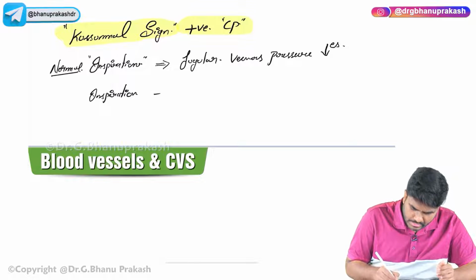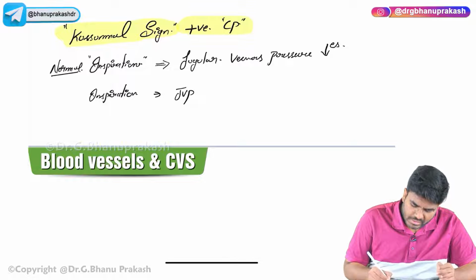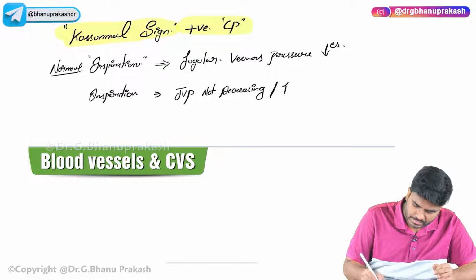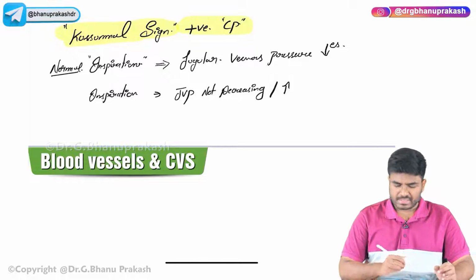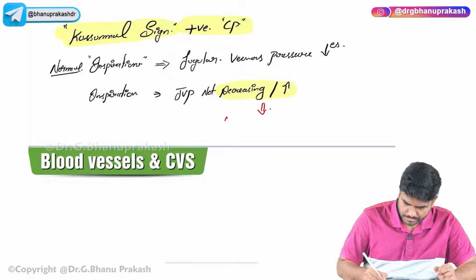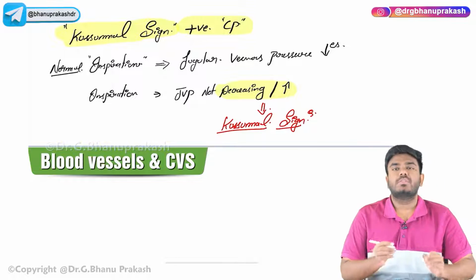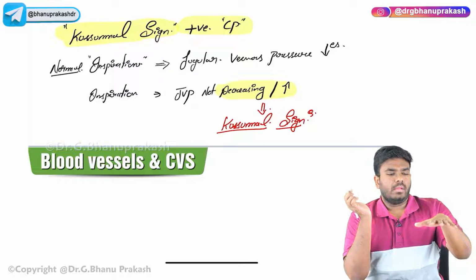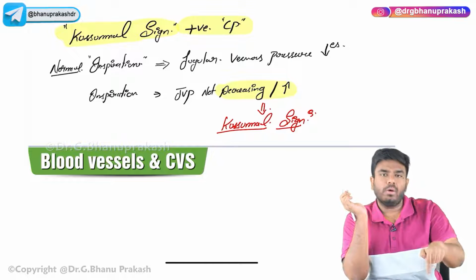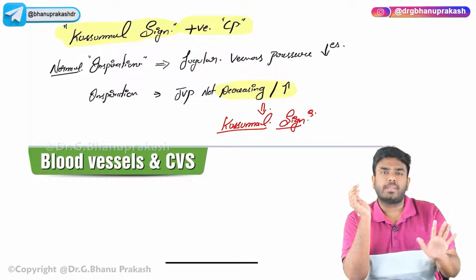During inspiration, if the JVP is not decreasing, or rather is increasing, then it is called Kussmaul sign. So what is Kussmaul sign? Kussmaul sign is an increase in the jugular venous pressure. Normally jugular venous pressure should fall, but in constrictive pericarditis, it is not falling.